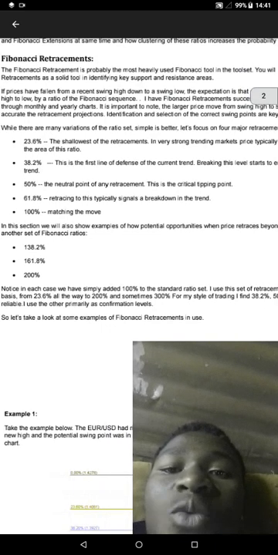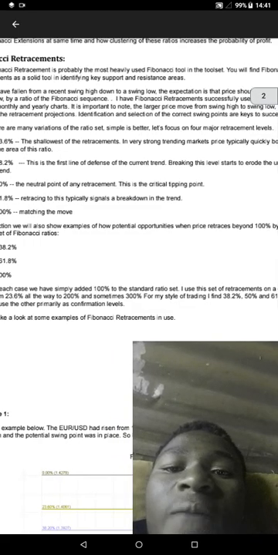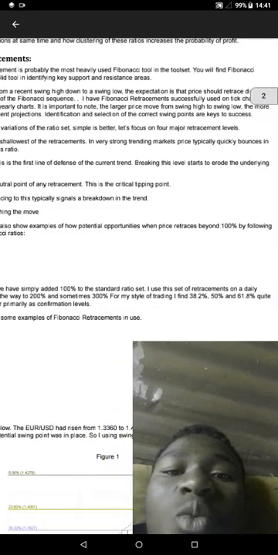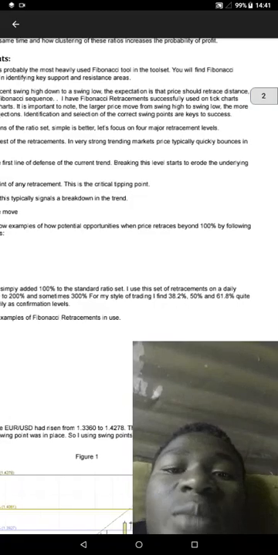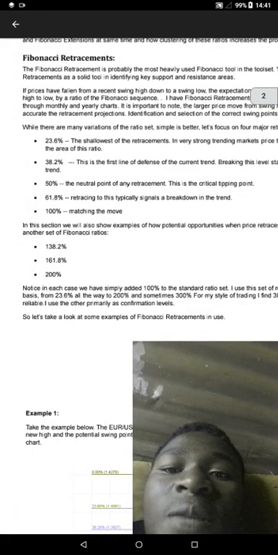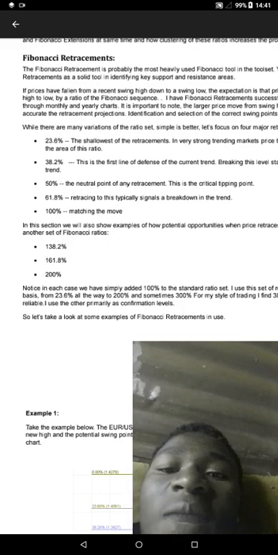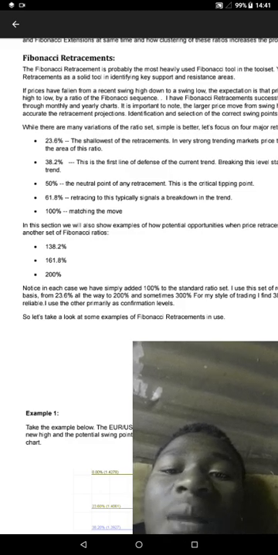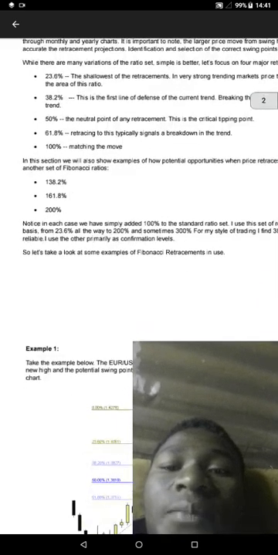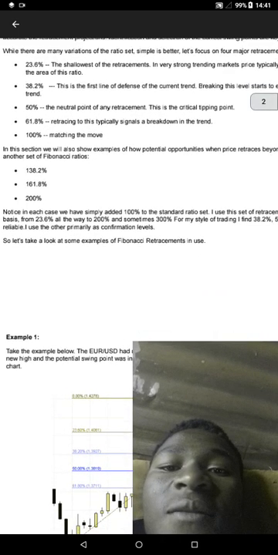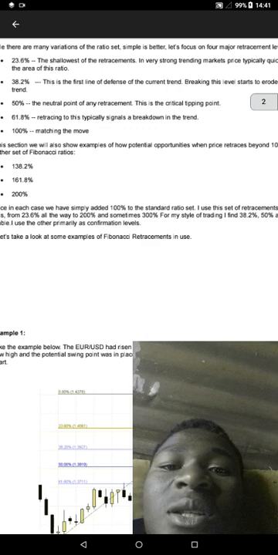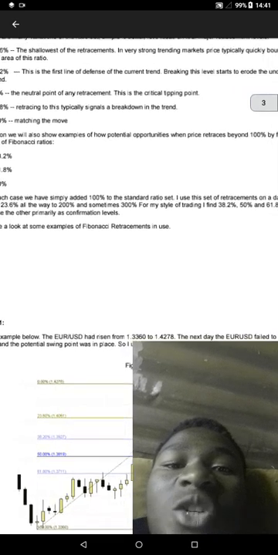In this section, we will also show examples of potential opportunities when price retraces beyond 100% by following another set of Fibonacci ratios. Number one, we have 138.2%. Then number two, we have 161.8%. Then number three is 200%. And note in each case we have simply added 100% to the standard ratio set.